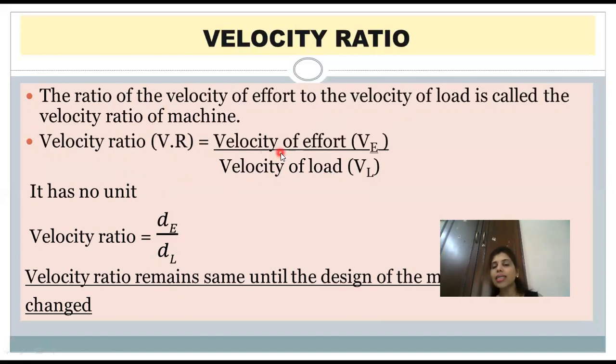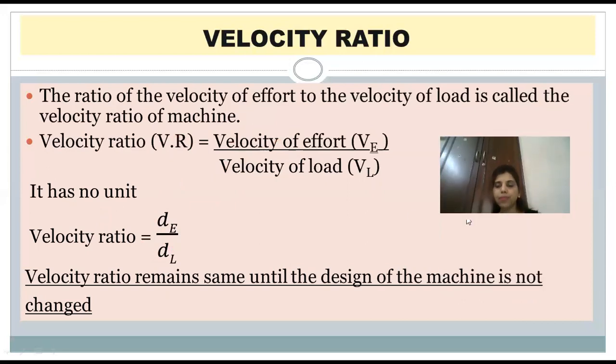So as you can see, the time, we are going to keep it constant. And when we are writing velocity, velocity is displacement upon time. So time, because both are the same, gets cancelled and we can write it as displacement of effort upon displacement of load also. Okay, children, so these are the two formulas which you have to remember with respect to velocity ratio.